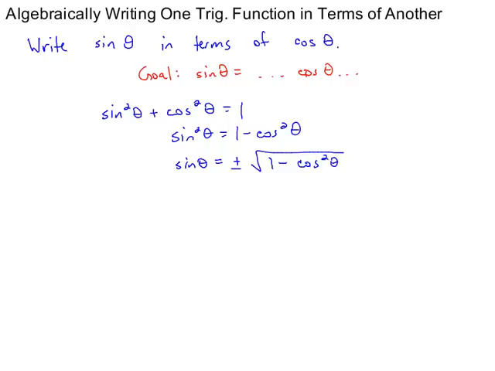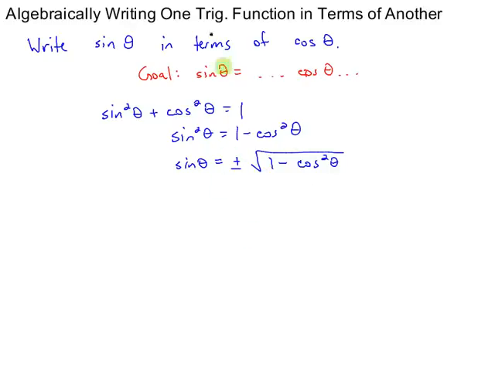And I want to make a point that when you take the square root of this guy here, you do not get 1 minus cosine theta. You can't take the square root of 1 and the square root of cosine squared separately because they're combined with this minus. Okay, so you can't separate them like that. So this is as simple as it gets here with the square root left in.